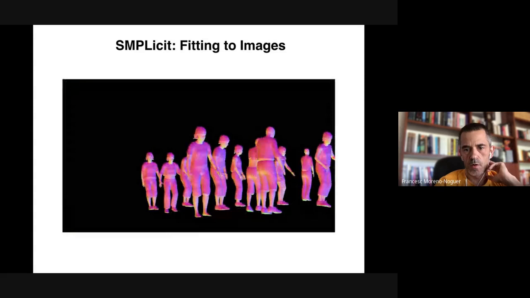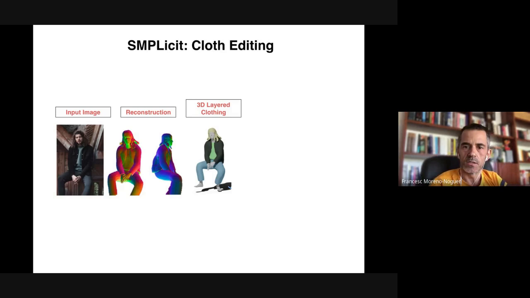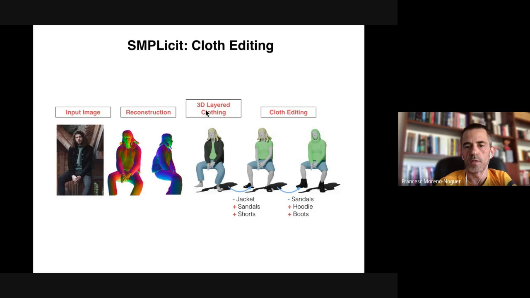And what I want to show you at the end is that since we have this generative model, another possible application is to do cloth editing, all right? Because we have the 3D reconstruction of each one of the clothes, and we also can change the latent vectors and the clothing, and we can do virtual try-on in 3D. So here what we did basically was, given an input image, we obtained the 3D layered clothing, and then we changed the latent vectors to, for instance, in that case, remove the jacket and add some sandals or some shorts here. And here we remove the sandals and we put some boots, right? And we changed the t-shirt to a hoodie.